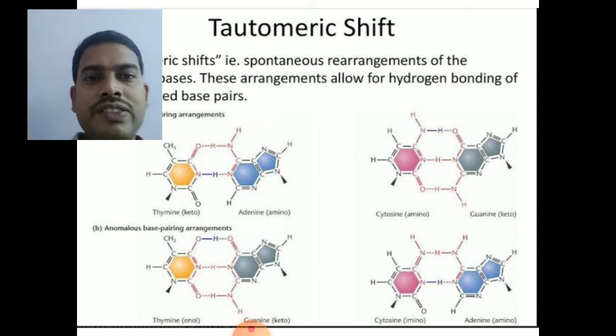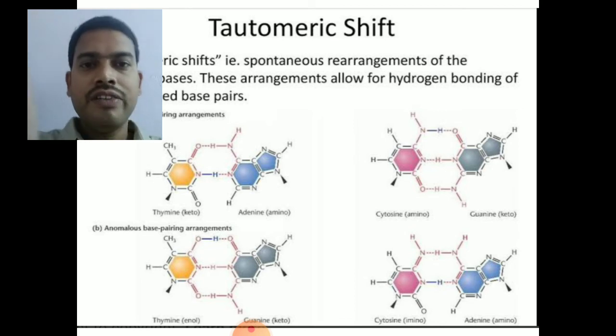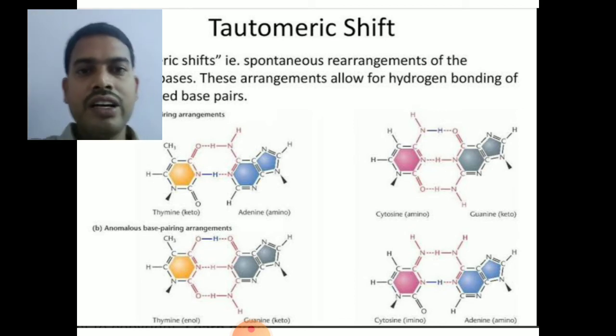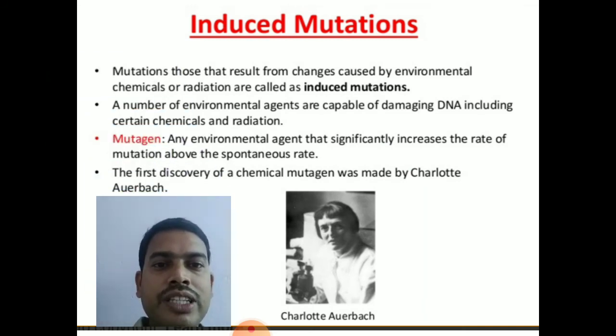This tautomeric shift leads to mutations. So that is change in the base pairing. So that is spontaneous mutations which occur due to tautomeric shifts. The next one is induced mutations.